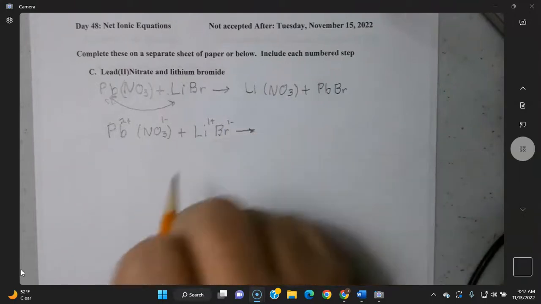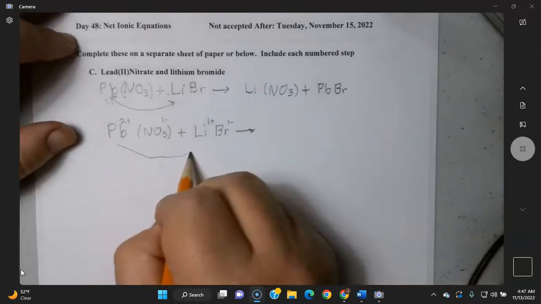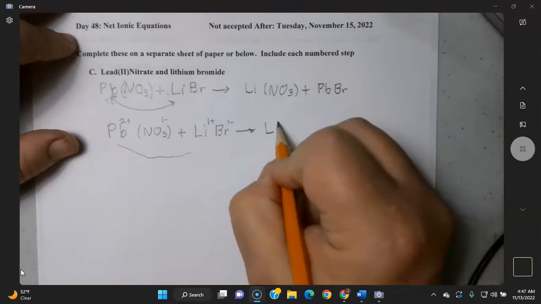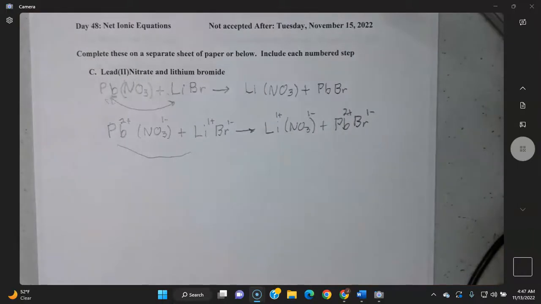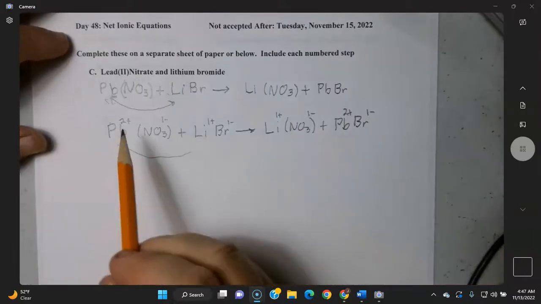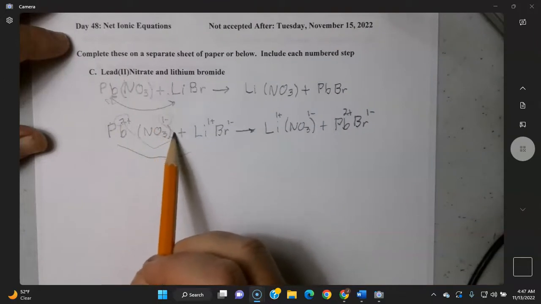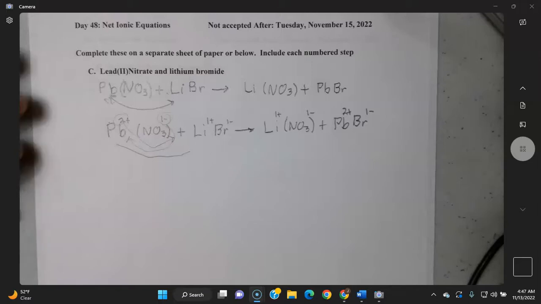Now those charges are not going to change on the product side, so we switch places here. Well, excuse me, we already did that, sorry. So lithium is 1 plus. Okay, there's the charges. Now you have to use crossing arrows. This 2 comes down over here, and the 1 comes down over here. You drop the negative sign, or the plus sign, both.